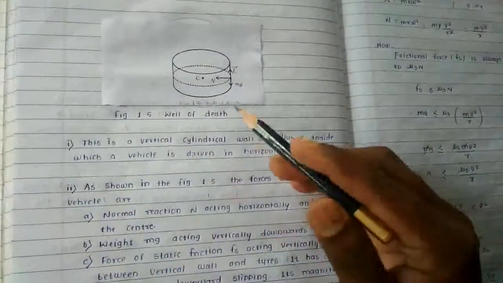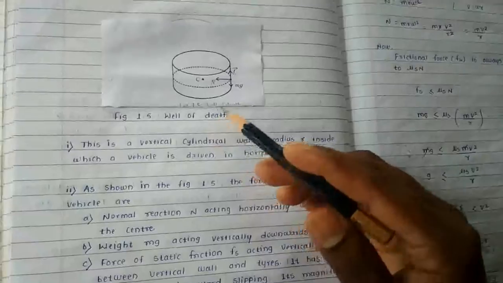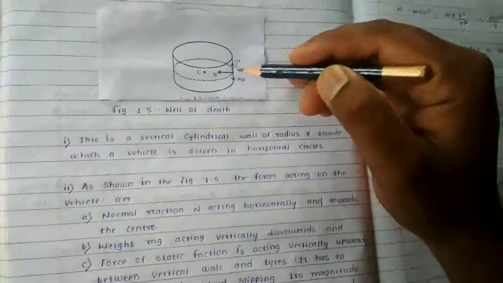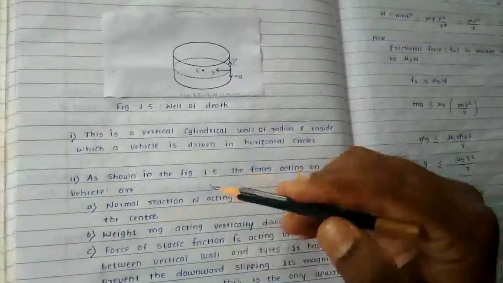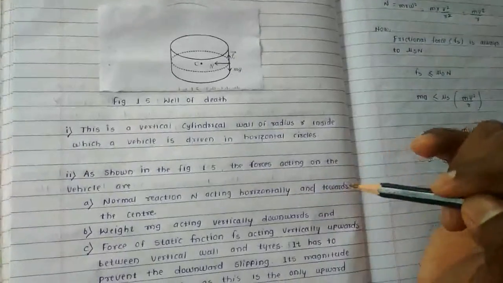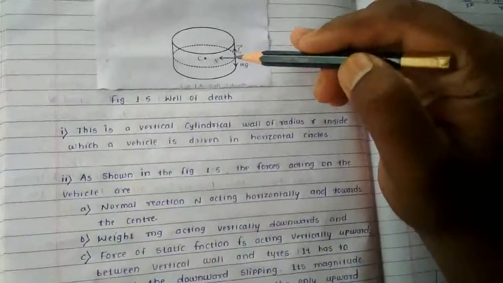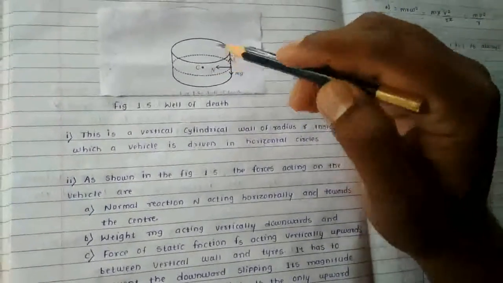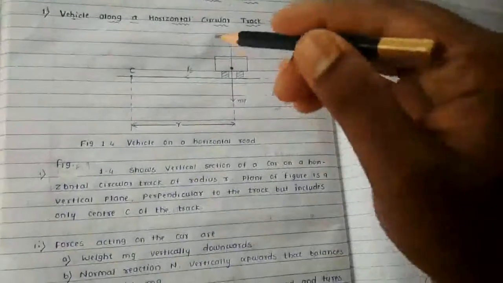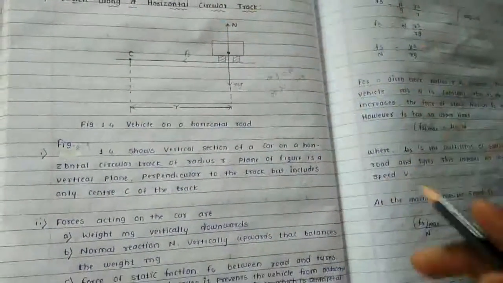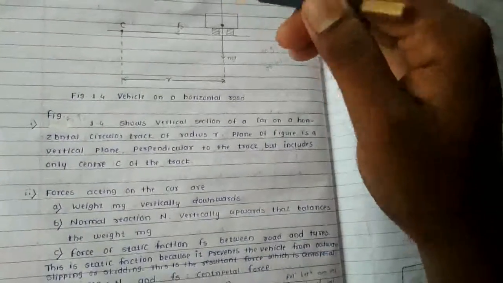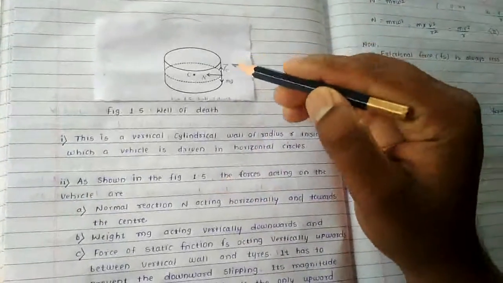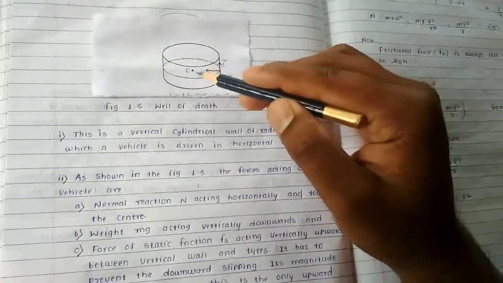As shown in figure 1.5, let us see the forces acting on the vehicle. Suppose here is a vehicle, and various forces are acting on it. First force is the normal reaction N acting horizontally and towards the center. In the first application, the normal reaction force was acting vertically upwards. But in this well of death, the normal reaction force acts horizontally and towards the center.